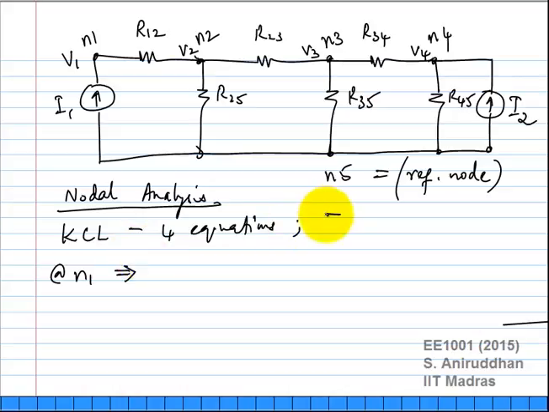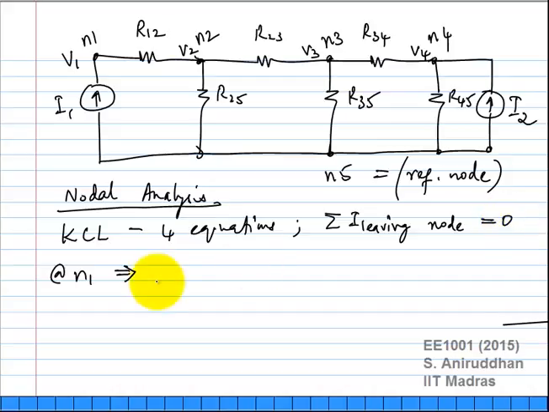What we are going to do, we will follow this convention in the class. Sum of all currents leaving the node is 0. You can also follow the other convention, it does not matter. In this class we will follow this convention. So sum of all currents leaving the node is 0.